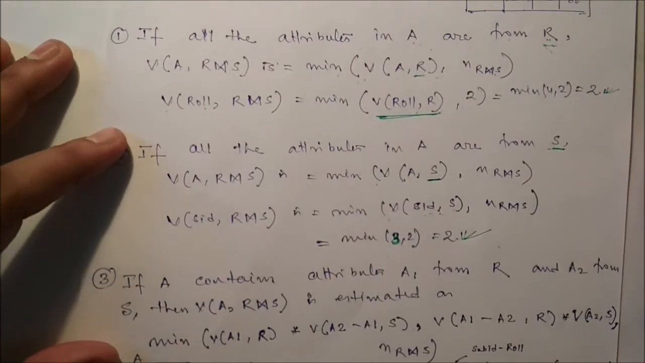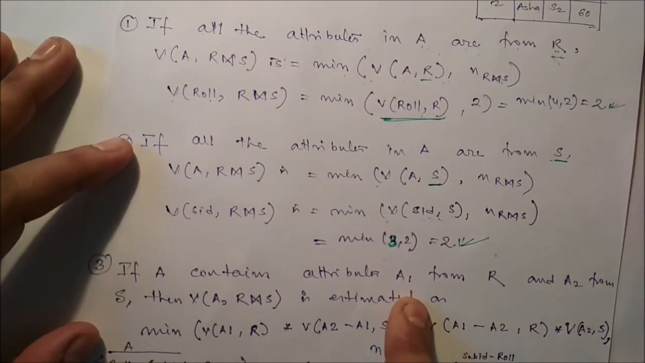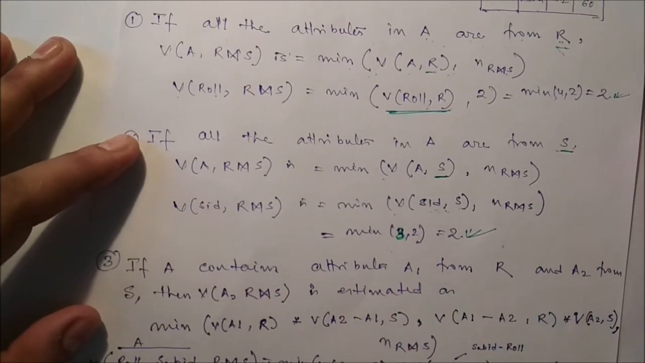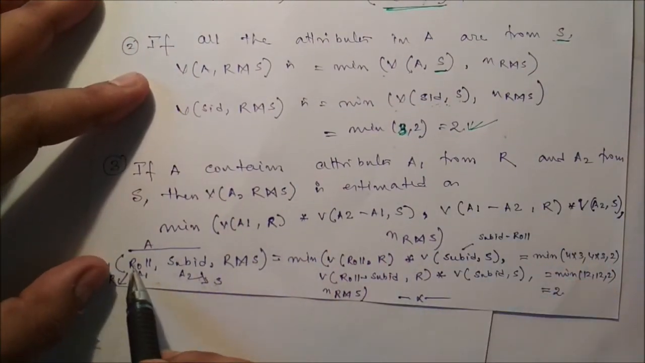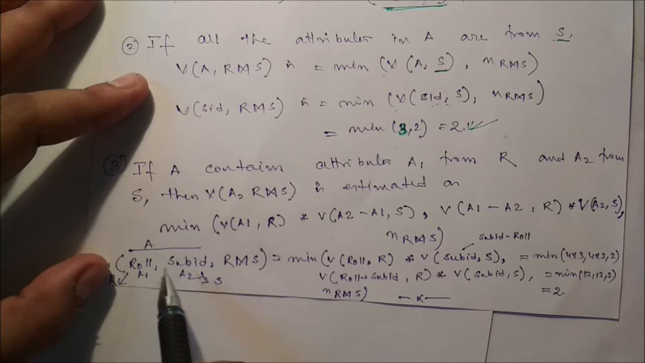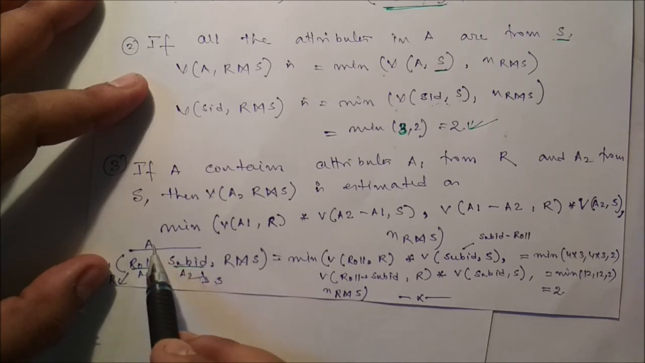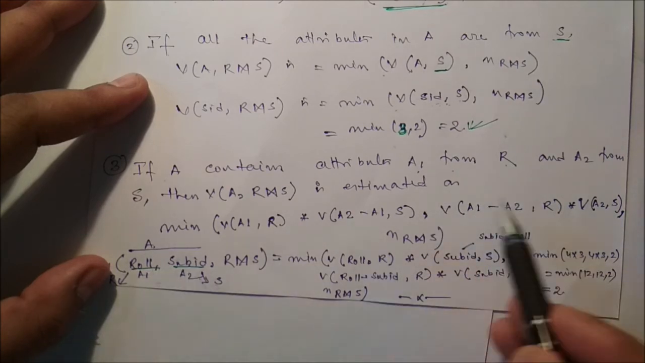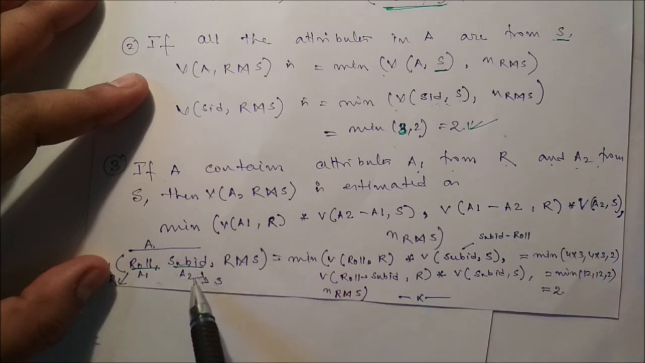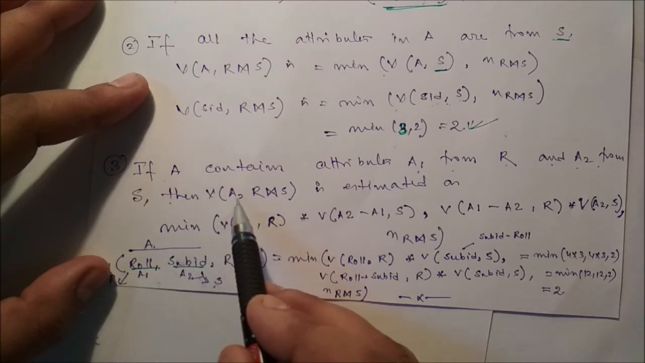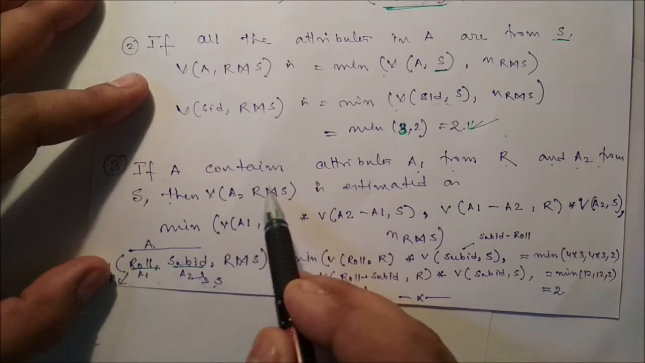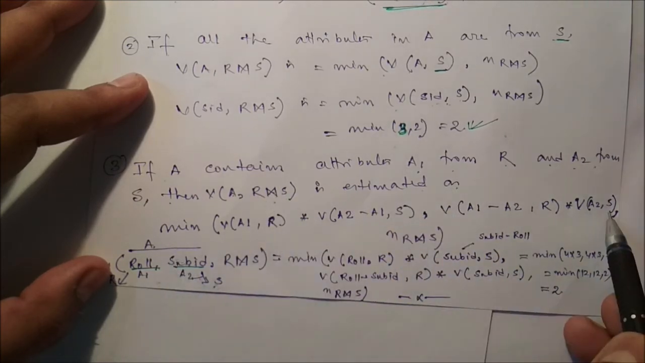Two records are there. But if A contains attribute A1 from R and A2 from S, then what will be the estimation? Suppose A is a combination of both roll number and subject ID. So A1 is our roll number, which is from R, and A2 is the subject ID, which is from S. Then how many distinct combinations of A are there after joining? It is estimated using this particular formula. It's a very simple formula.